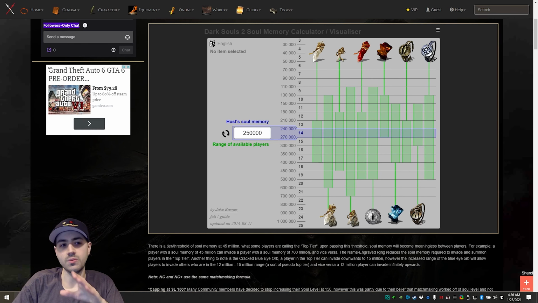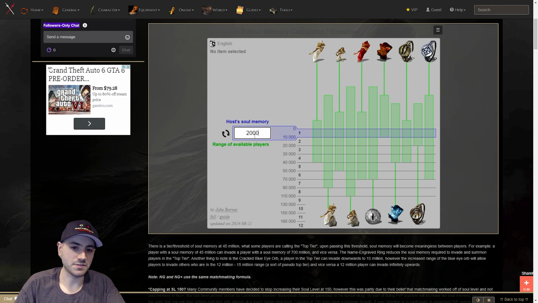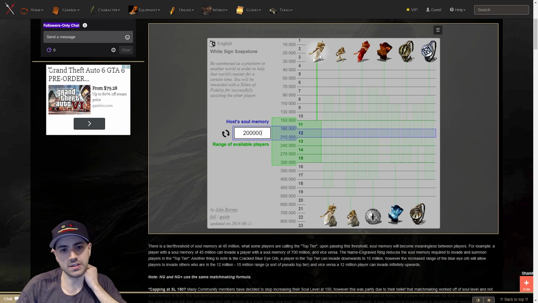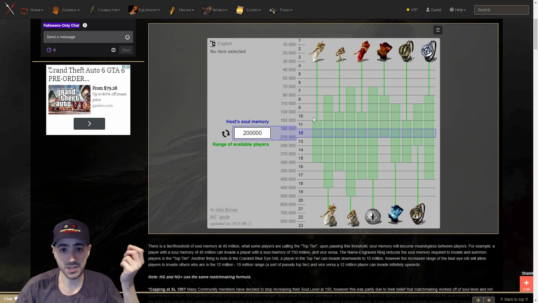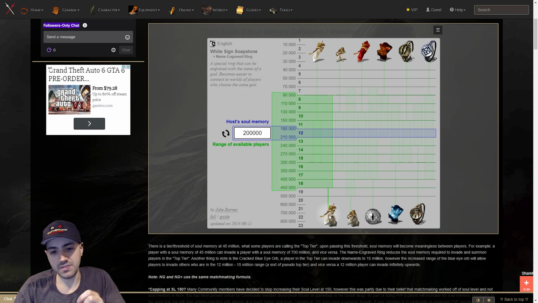This here is a soul memory calculator. And soul memory is like your experience you get in Dark Souls. That's like your total experience in a way, I guess, right? And you can put it in here and say, okay, I have 200,000 on my character. So that means I can co-op if I have this white soapstone, which I use to summon players, which is another stupid system. I can summon players from 150 to 300,000. And that's a decent gap, you know? Then they give this... down here, you can see the gap is much larger here, right?